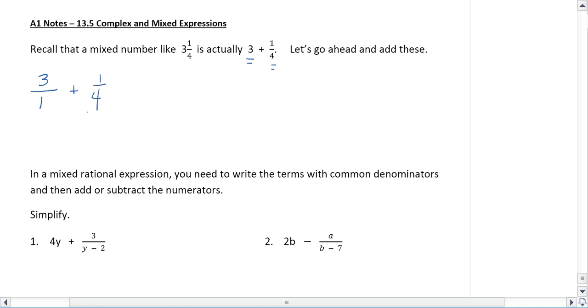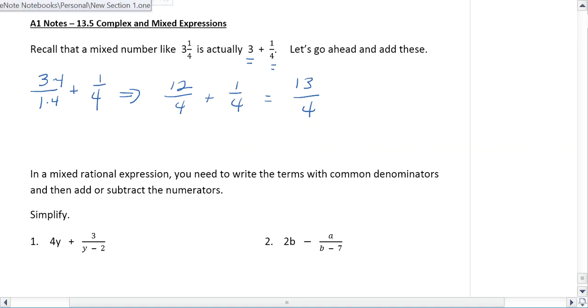And once again, we cannot add unless we have common denominators. So to get this first fraction to have a denominator of 4, I'd have to multiply the bottom by 4 and the top by 4. And this would give me 12/4 plus 1/4, which would be 13/4. So we're going to do this process, but we're going to do it with rational expressions. So let's take a look at a few examples.